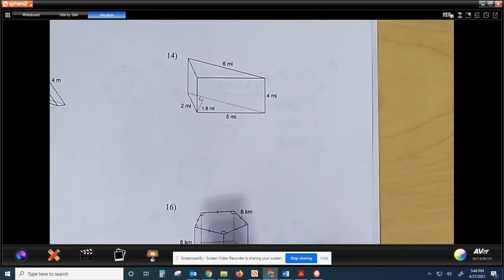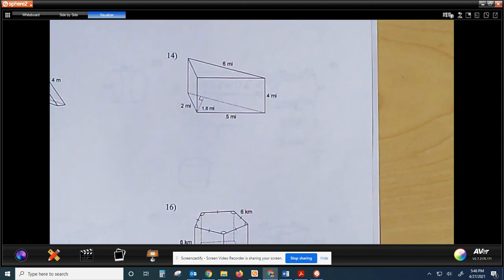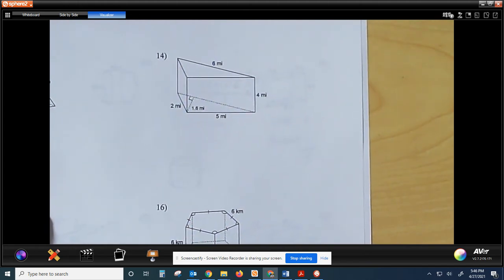Okay, teachers, I've flipped over to number 14 on the third page. Here we go with calculating the surface area. Find the surface area of each figure. Round your answers to the nearest tenth if necessary. Oh boy. And I'm starting with this one, this little wedge of cheese here.